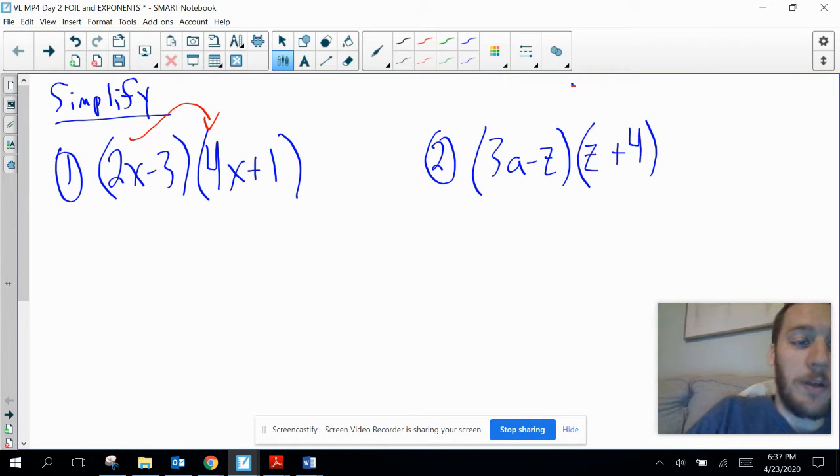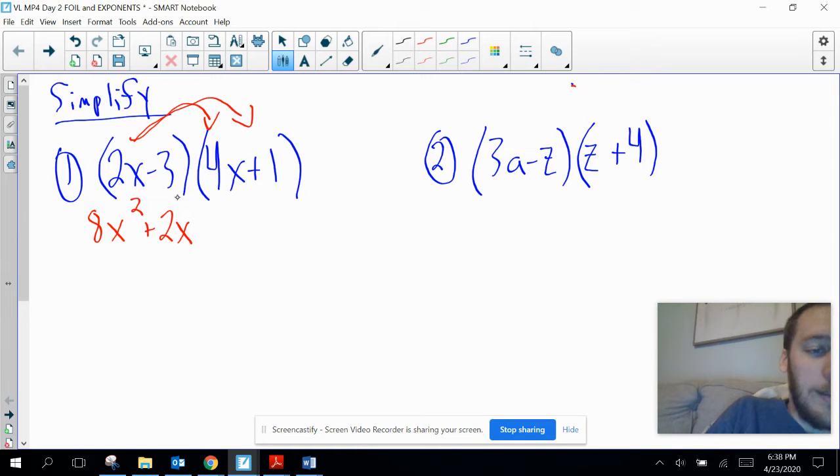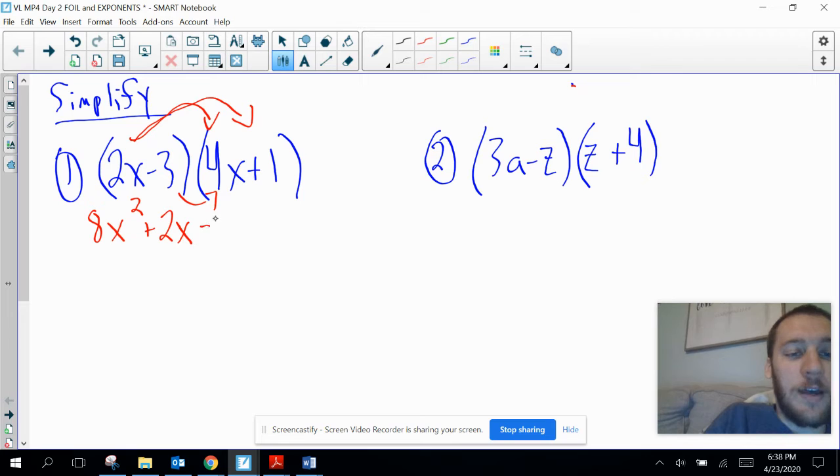So we're just going to do the first terms first, 2x times 4x. We got 2 times 4 is 8, x times x is x squared. That's the first terms. Then outside terms, 2x times positive 1, 2x. And then the inside terms, negative 3 times 4x, we got negative 12x. And then the last terms, negative 3 times 1 is negative 3.